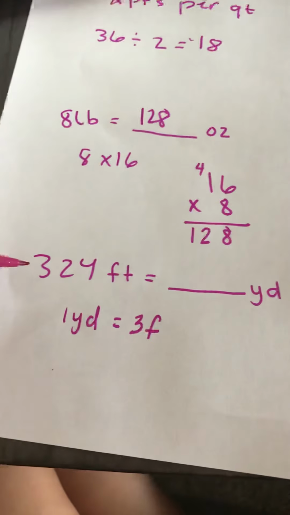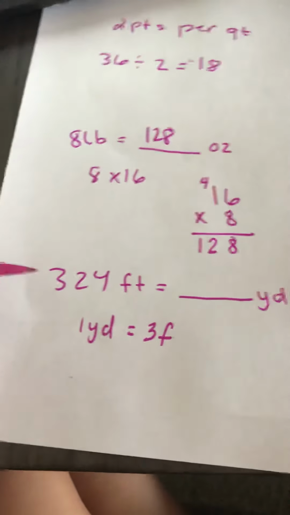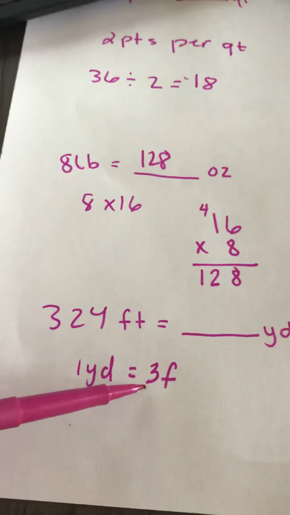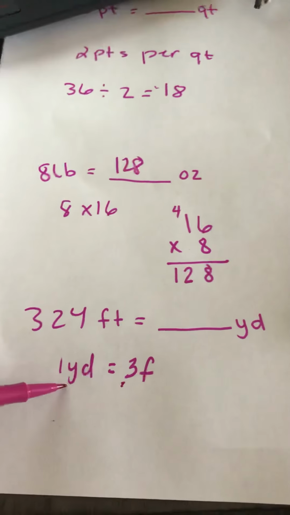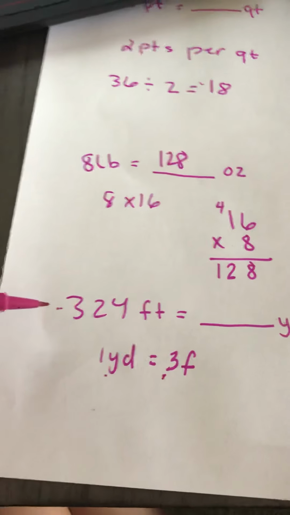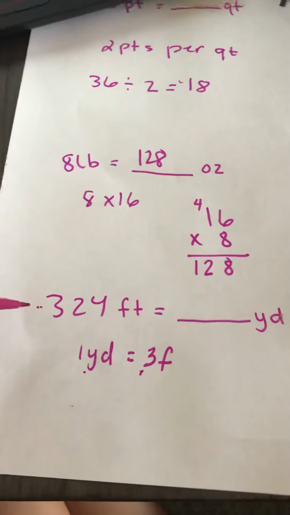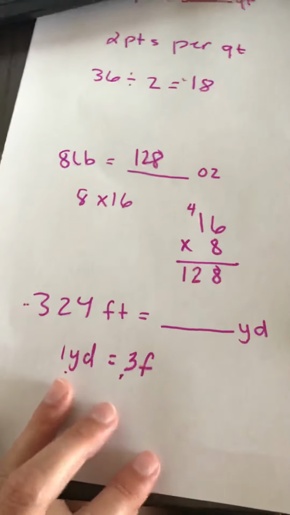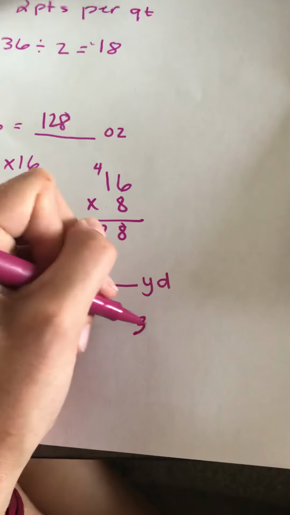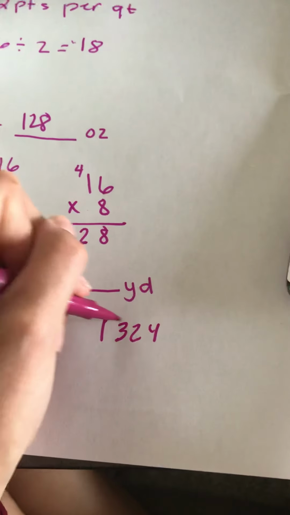But we have 324 feet. Okay, that means this is our larger number. Okay, we have more feet per yard. That means this is going to be our larger number, which means we have to do division. Okay, so we have to do 324 divided by 3.